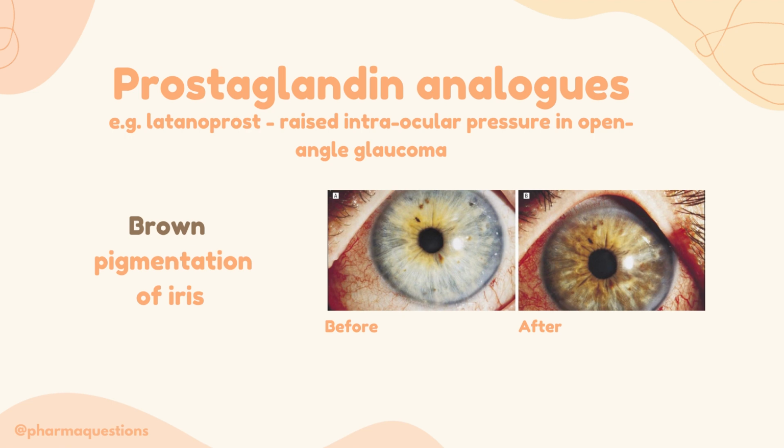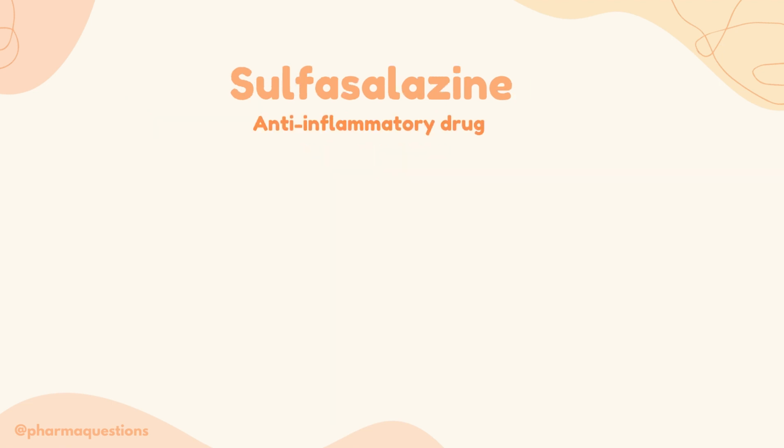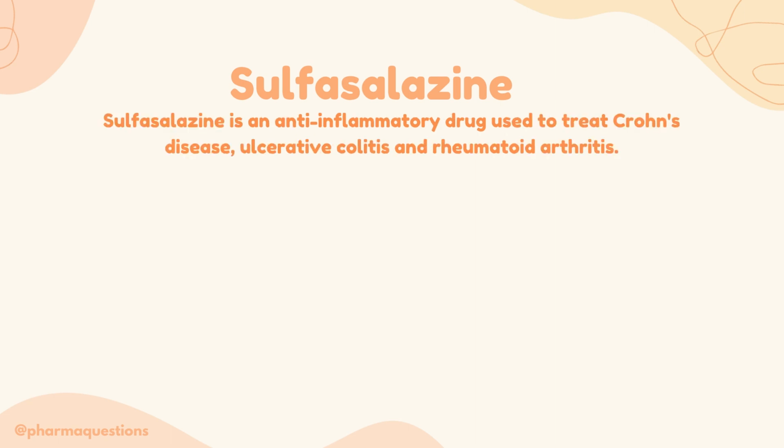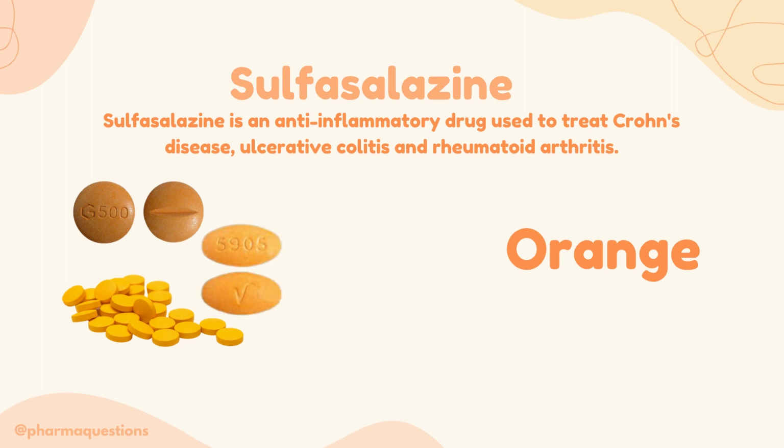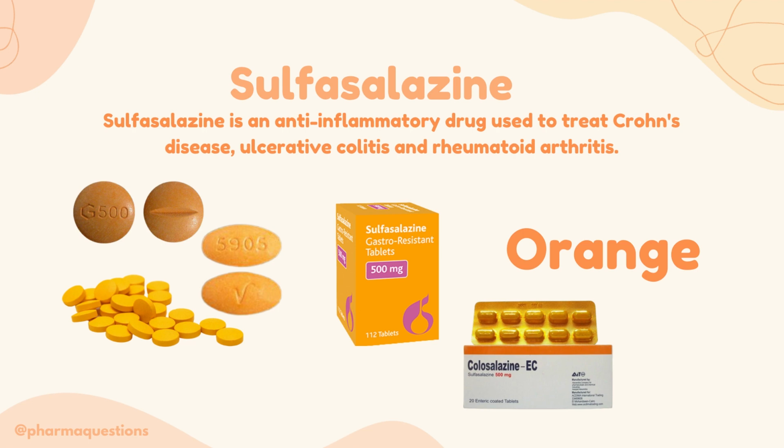The next drug we'll be looking at is sulfasalazine. Sulfasalazine is an anti-inflammatory drug used to treat Crohn's disease, ulcerative colitis and rheumatoid arthritis. This drug has the potential to cause orange urine discoloration, and I usually remember this by the colour of the tablets. On my pre-registration training, whenever I handled this medication, I noticed that pretty much every brand of tablets was some shade of orange, and this applied to the packaging too, as you can see from the images. Being able to associate information like this to random facts really aids with memorization.